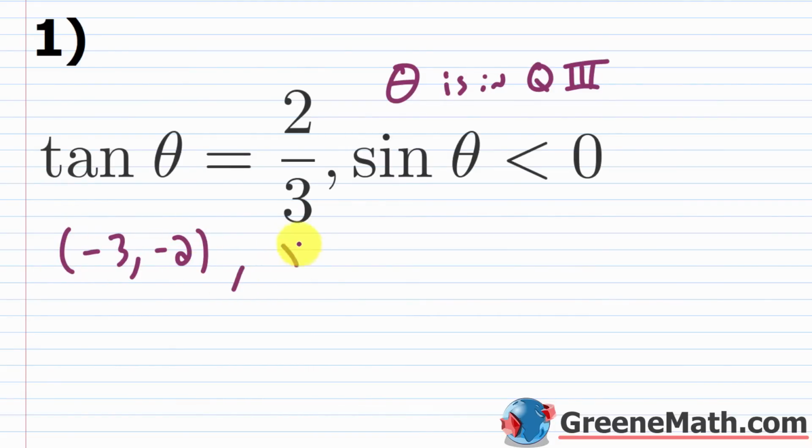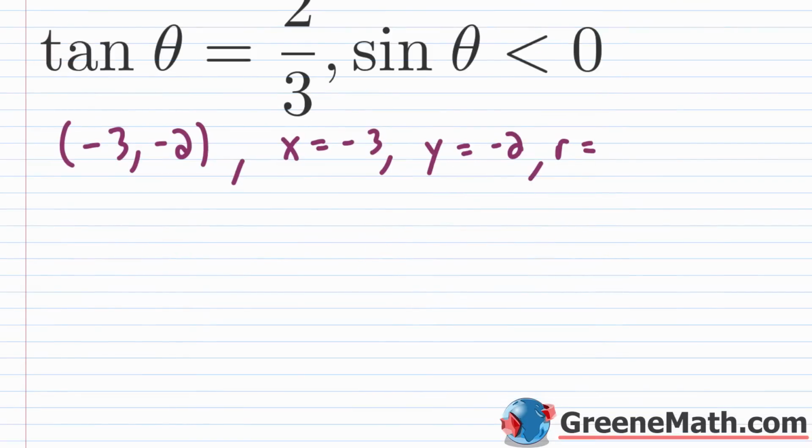Or you could write this out and say x is equal to negative 3, y is equal to negative 2. Of course, we need our r value, and let's calculate that real quick. So r is equal to the square root of x squared plus y squared. Negative 3 is your x. If you square that, you get 9. Plus negative 2 is your y. If you square that, you get 4. So r here is the square root of 9 plus 4, which is the square root of 13.